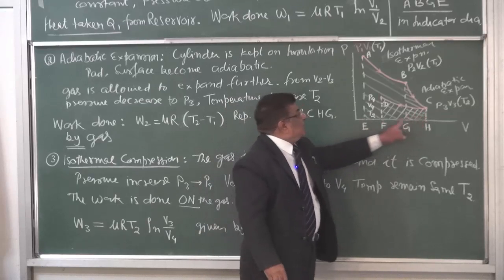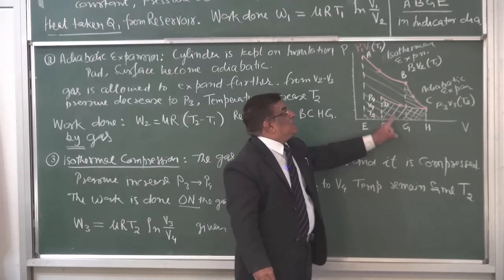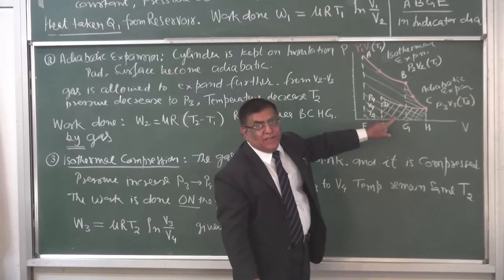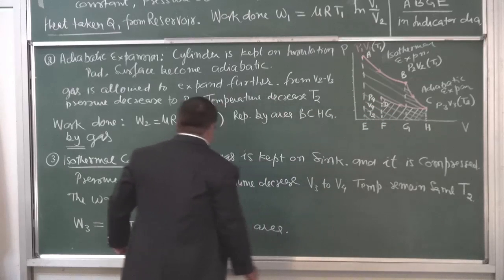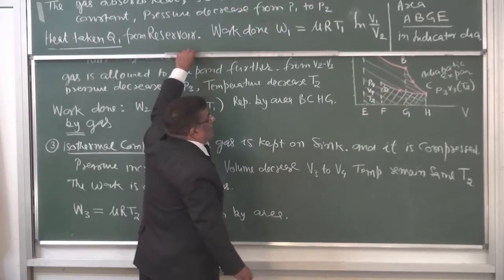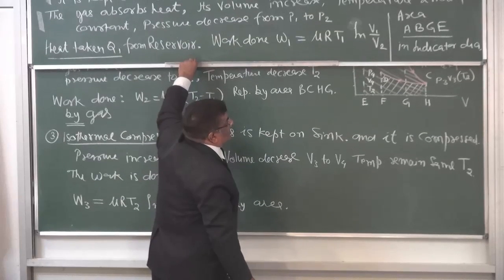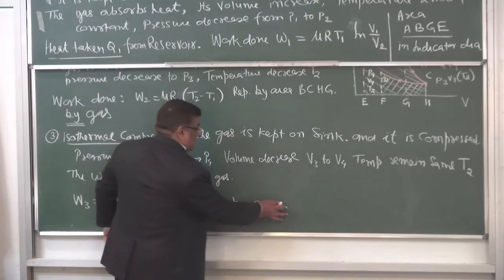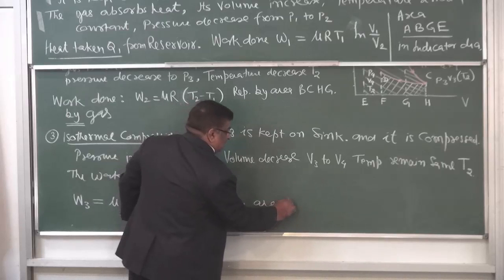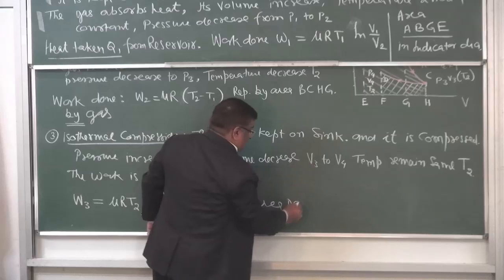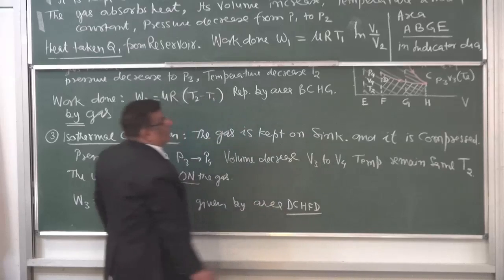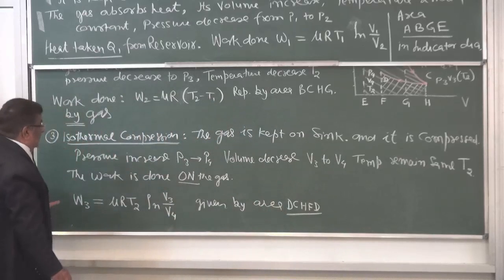This area shows the work done on the gas by this process number 3, isothermal compression. And now I can write it here. It is given by area DCHFD. It is given by this area.